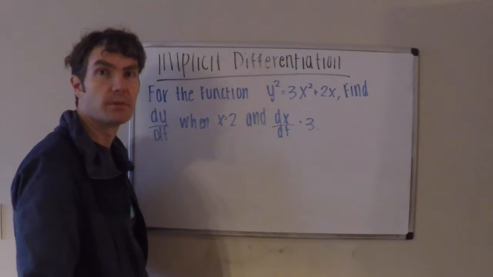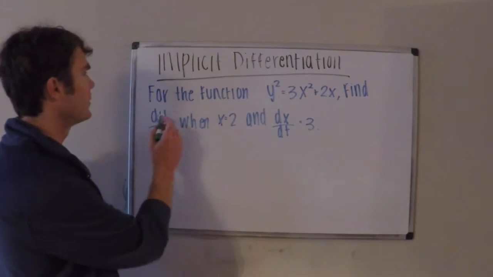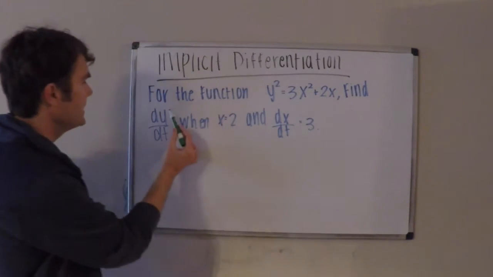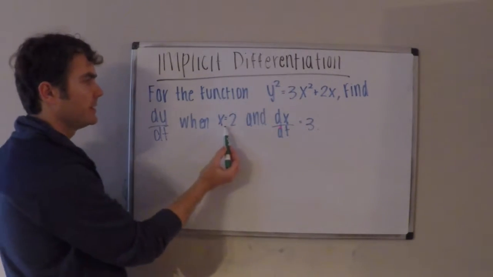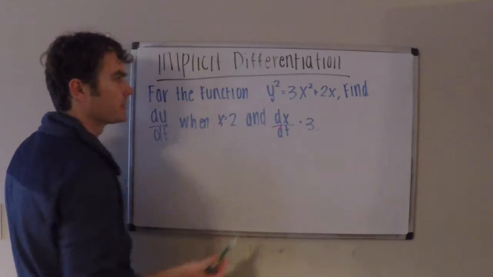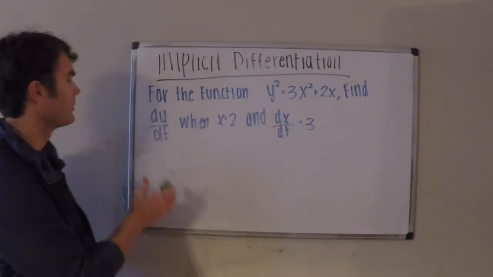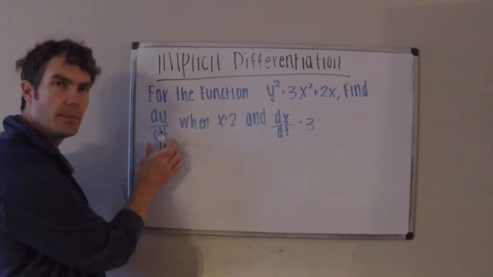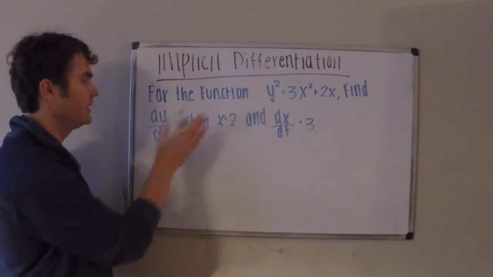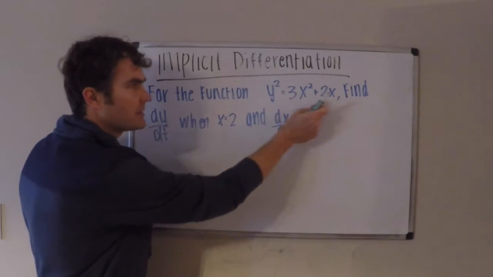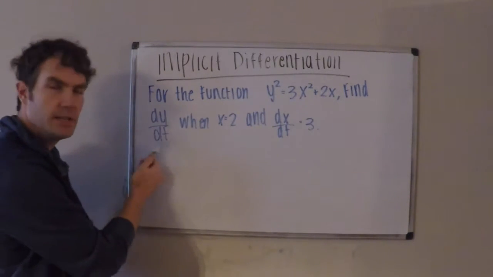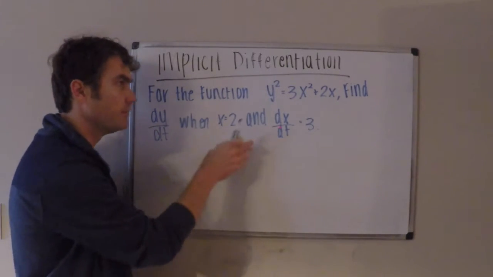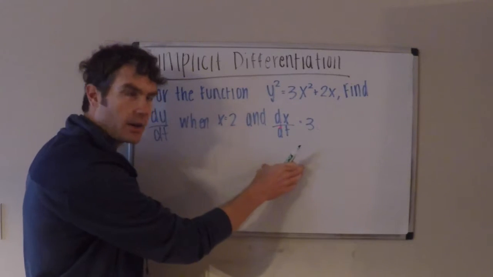For the next implicit differentiation question, we have the function y squared equals 3x squared plus 2x, and we need to find dy/dt when x equals 2 and dx/dt equals 3. Now this is interesting. Remember, what's on the bottom here is what matters. I said at the beginning, we use implicit differentiation when this bottom variable doesn't match the variables here. Because it's dt on the bottom, dy/dt, we're actually going to have to do implicit differentiation on both the y variable and the x variable.